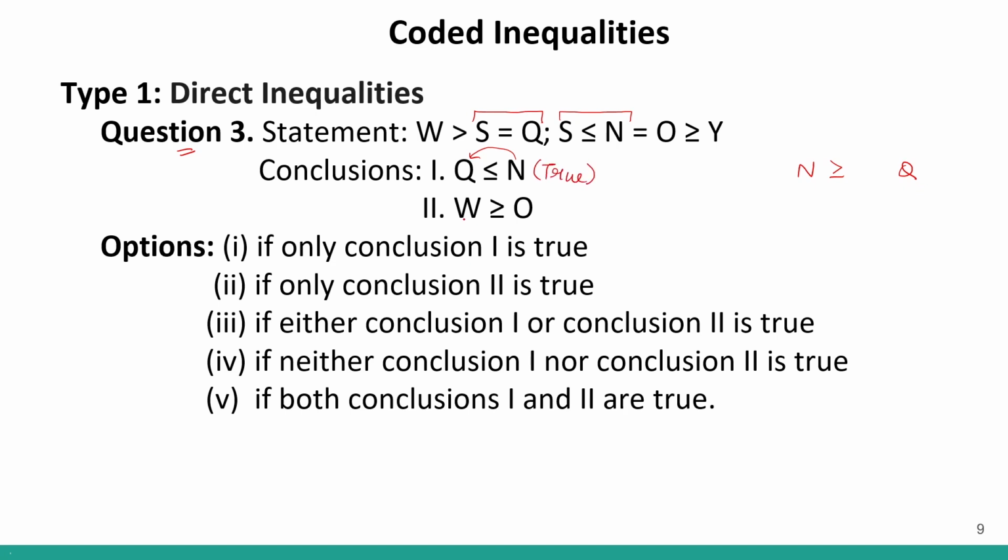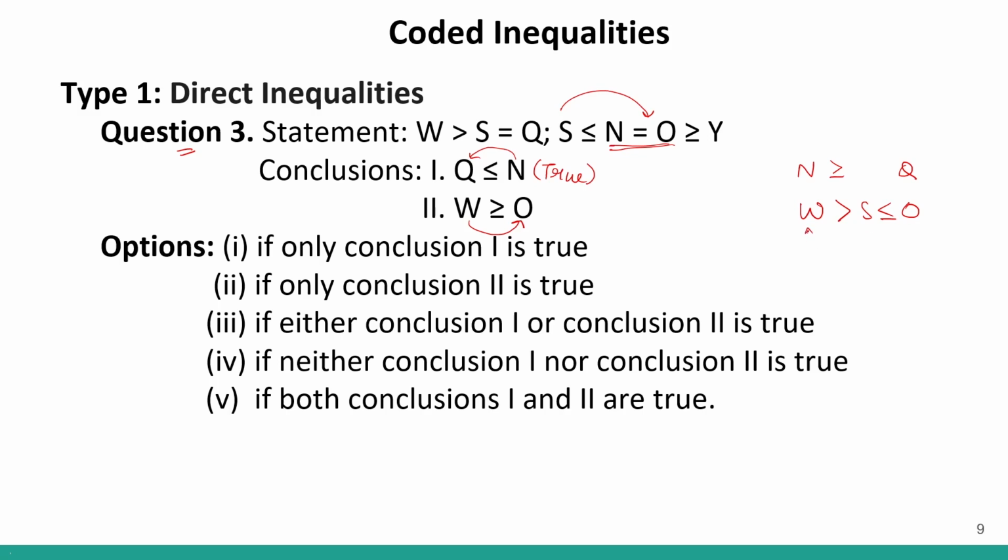Now let us look at w is greater than or equal to o. So we will move from w to o. From the bigger one, I can see over here that w is greater than s, correct? Do we have a relationship of s with o? We do have a relationship that says s is less than or equal to o, because o is equal to n. So s is less than or equal to o.